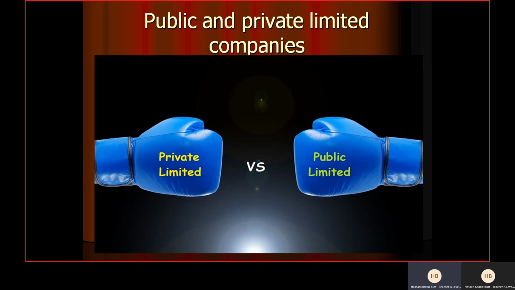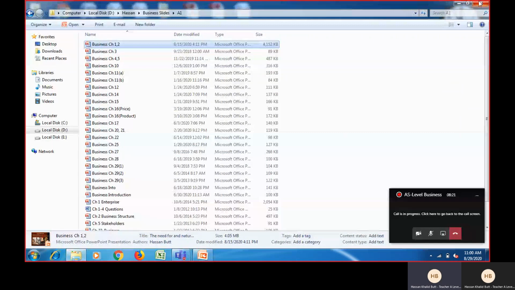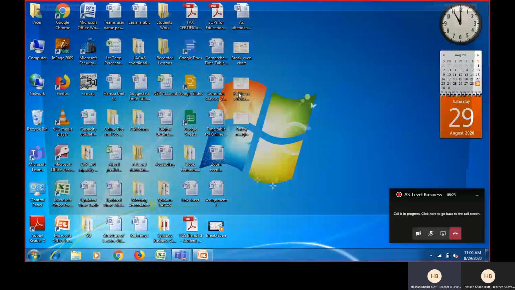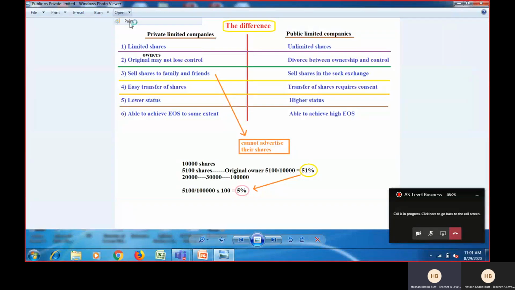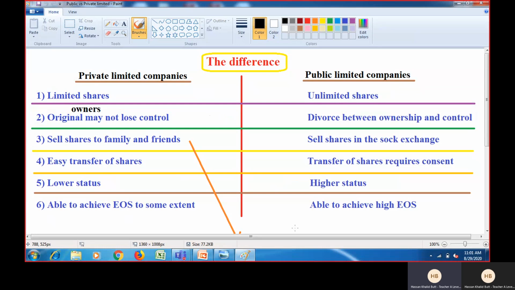So private limited companies actually sell their shares through their private connections rather than selling them to the general public. Now, let's discuss the various points of differences between public and private limited companies which I mentioned. Let me show you. Here we go. These are the points of differences between a private limited company and a public limited company.